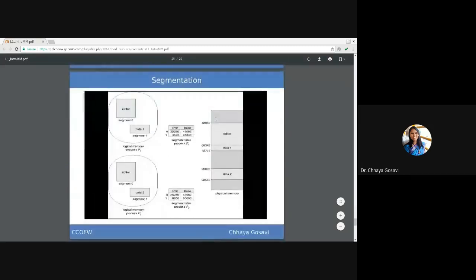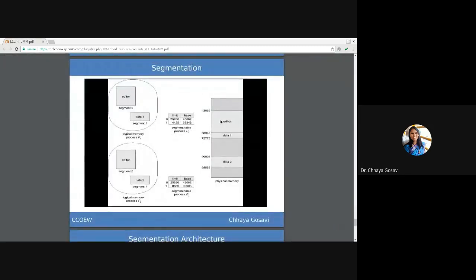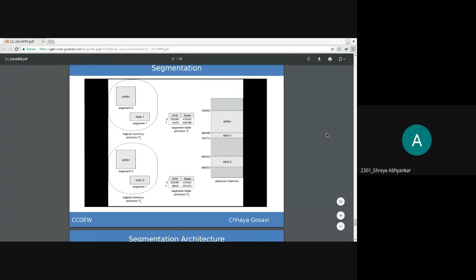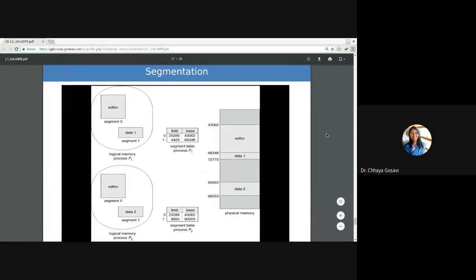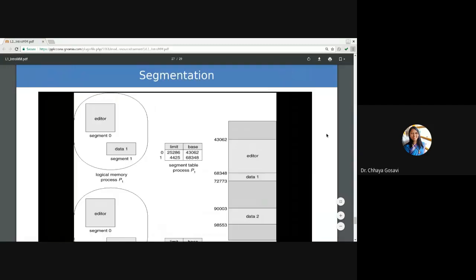Let me show you one example. Is it visible? Yes, ma'am. Now, these values should be visible. Okay.